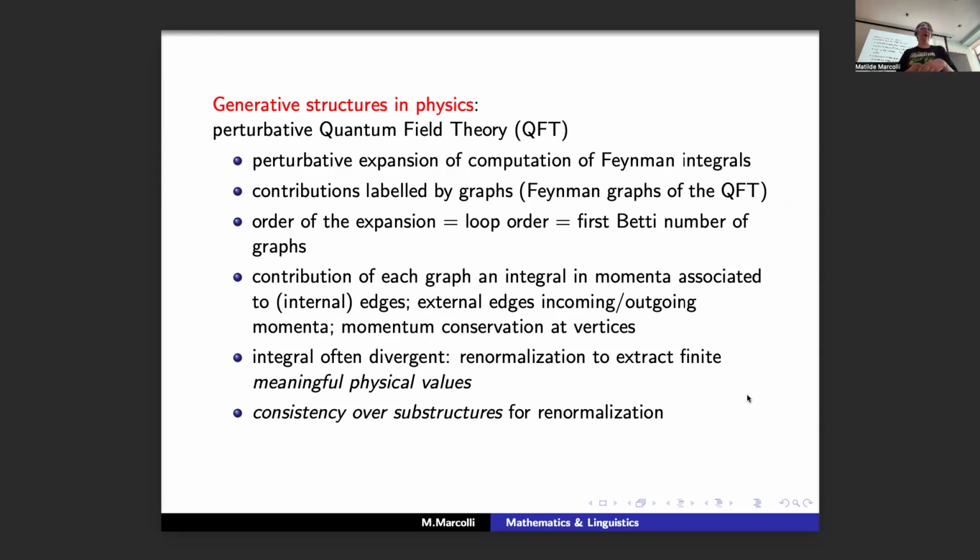And you have to do that in a way that is compatible with substructures, in the sense that you go order by order, which means that you are encountering bigger and bigger graphs as you continue. As you encounter a bigger graph, you're going to encounter smaller graphs as its subgraphs, things that you have already taken care of in this renormalization procedure. So how you renormalize the bigger graph has to take into account how you have already renormalized the smaller graphs that it contains. There has to be some kind of recursive compatibility condition.